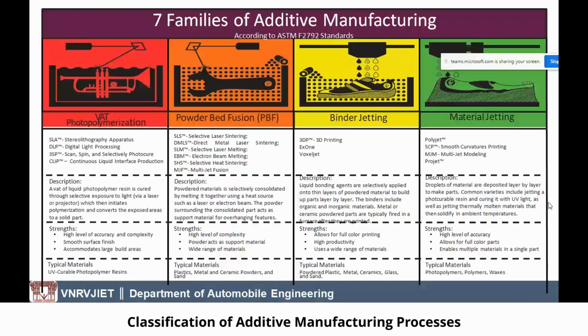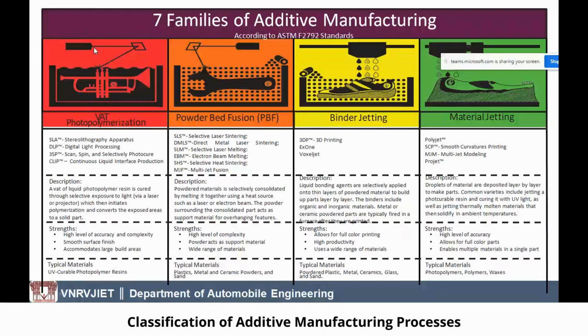Actually, the additive manufacturing process is classified into 3 categories: liquid based, solid based, and powder based. The first one you can see here is VAT photopolymerization. Here we use a liquid material, and the layer by layer solidification takes place by lowering the platform, and whichever layer is exposed to the laser beam will be solidified.